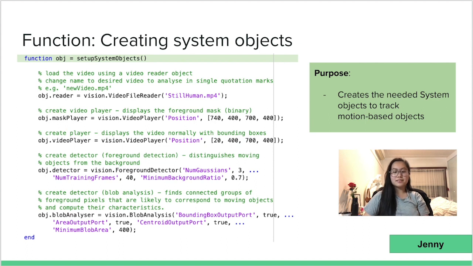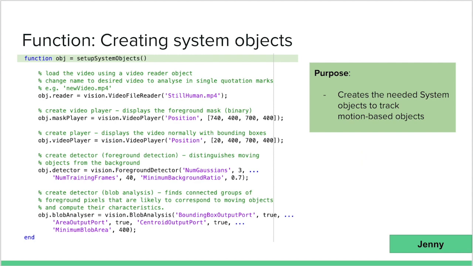Thirdly, it creates the 2 detectors: a foreground detector that distinguishes the objects from the background, and a blob analysis detector that finds groups of pixels that are likely to be the moving object and computes their characteristics.